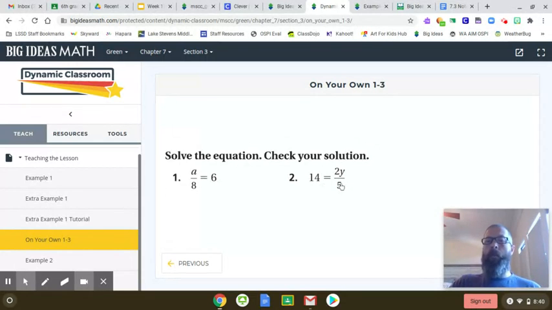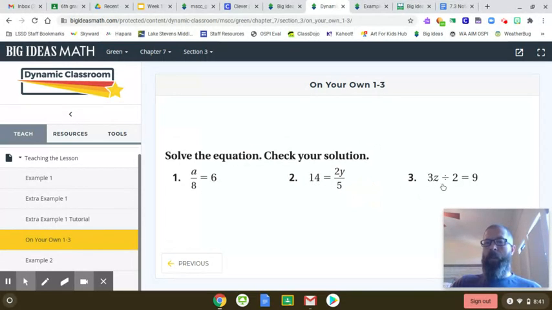And now we have 2y over 5 equals 14. So we're going to multiply by the inverse, which is 5 over 2. And we end up with just y on this side, and 5 over 2 times 14 over 1. That would be like 70, I'm not sure, but we'll look at the answer in a second. It's 5 over 2 times 14 over 1.